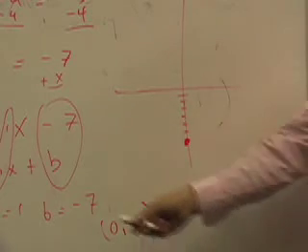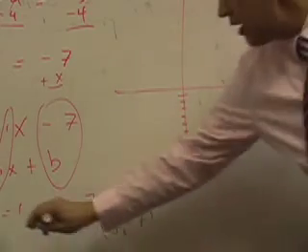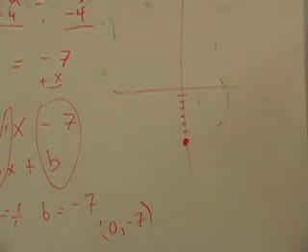And what do we got? m is equal to 1, or in other words, m equals 1 over 1. Rise 1. And what do we do for run? Over 1.